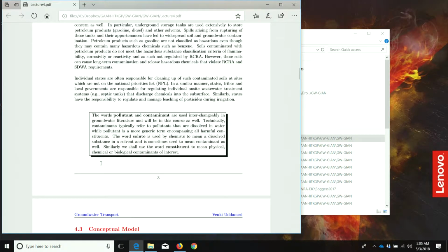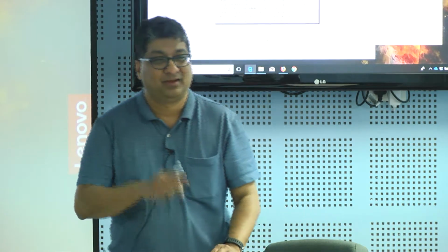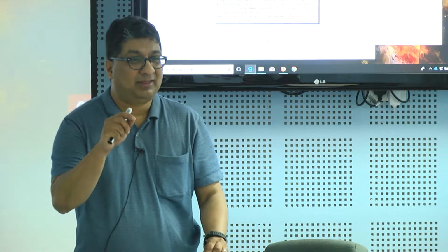And one of the things that CERCLA did not do was address gasoline, right? We had petroleum sites. There were close to 3 or 4 million underground storage tanks that had petroleum. And remember, gasoline is not a hazardous waste. It was excluded from RCRA. And when that tank leaked, the soil became contaminated with gasoline.